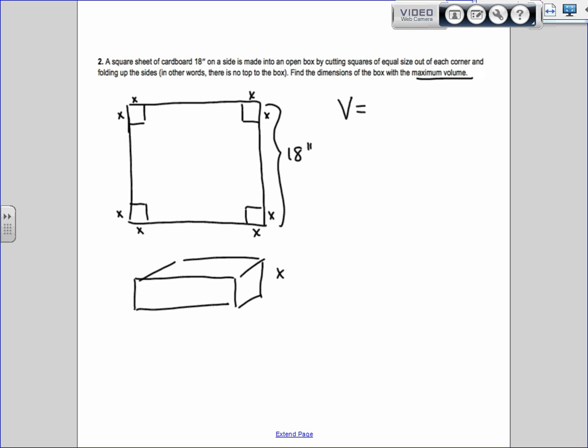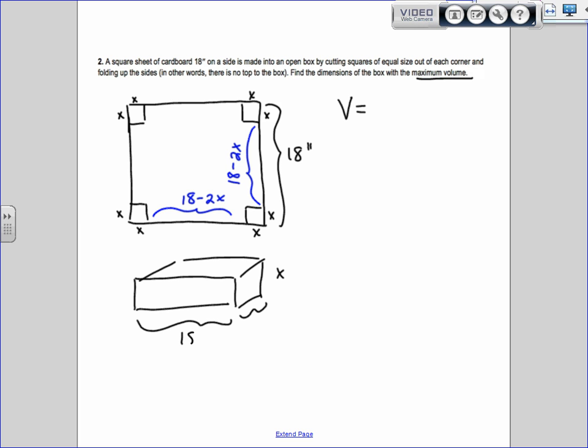We have x. And then we have these two measurements right here. What are those going to be? Exactly. So it's 18 minus 2x, because you subtract x from both sides. So this one is 18 minus 2x. If you can't draw a brace, it's okay. Beautiful. Oh, yes. A nice box.